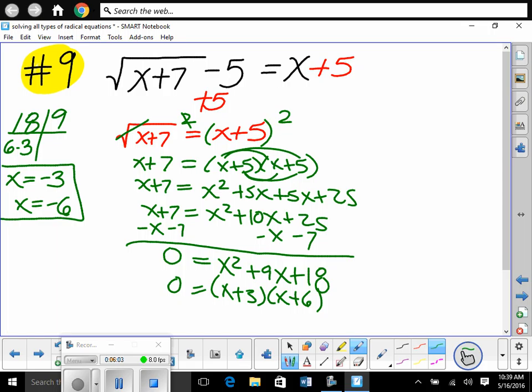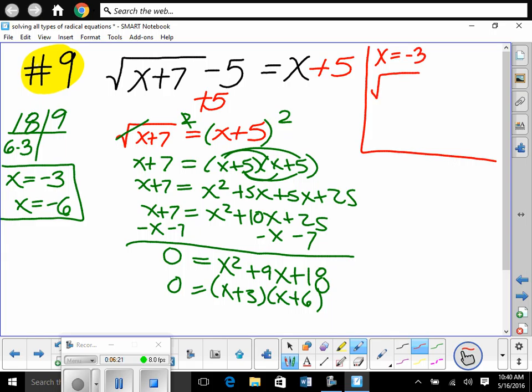Now we better check. I'm telling you, if you don't, you're going to get it wrong on your teacher's tests and on the level test. We got to check those. Didn't that take a lot of manipulation? Yeah, it did. So we check them. So let's go over here and check. So I'm going to just check x is equal to negative 3 first. So we plug in negative 3.